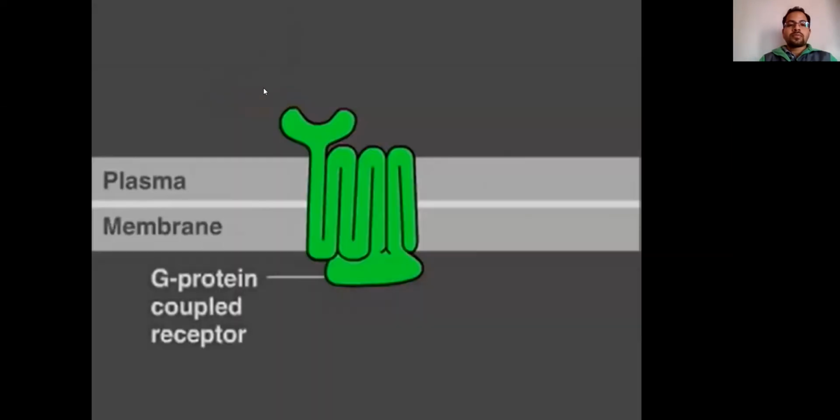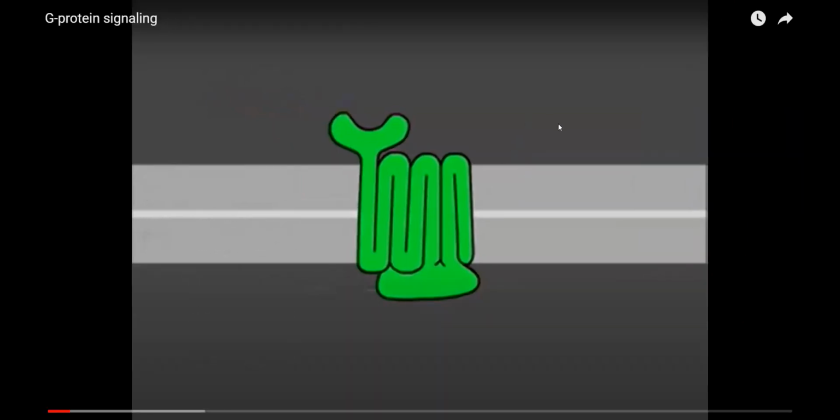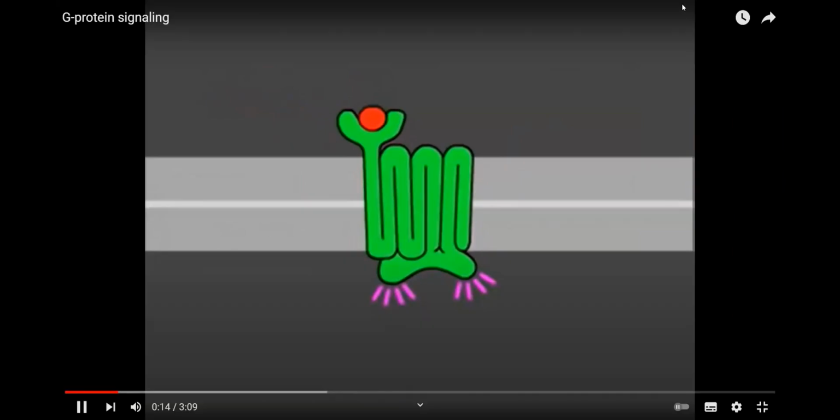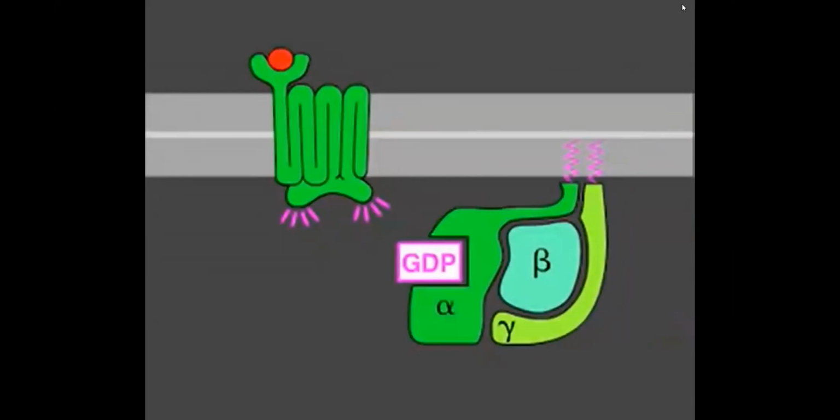Many G protein coupled receptors have a large extracellular ligand binding domain. When an appropriate protein ligand binds to this domain, the receptor undergoes a conformational change that is transmitted to its cytosolic regions, which now activate a trimeric GTP binding protein, or G protein for short.